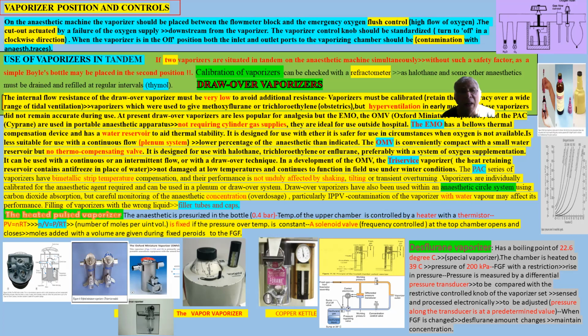Using vaporizers in tandem means that we are putting the vaporizers next to each other. Of course, nowadays we have what we call the selectatec system, so you cannot use both of them at the same time. But in the past, the fluorescein, if it was put in the first line, could contaminate the second one.